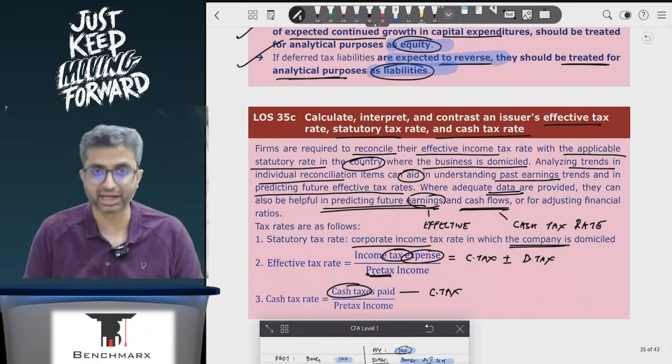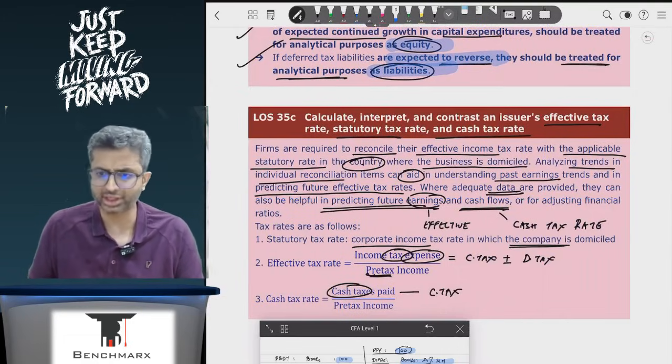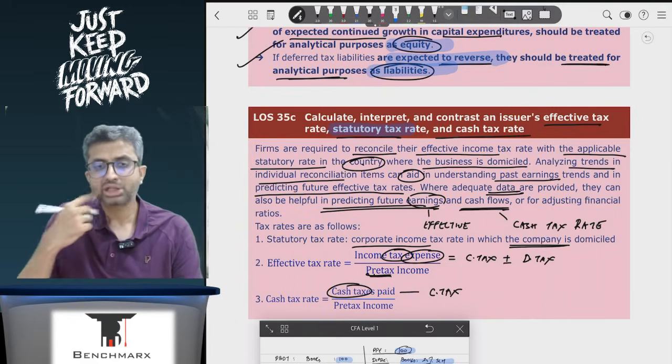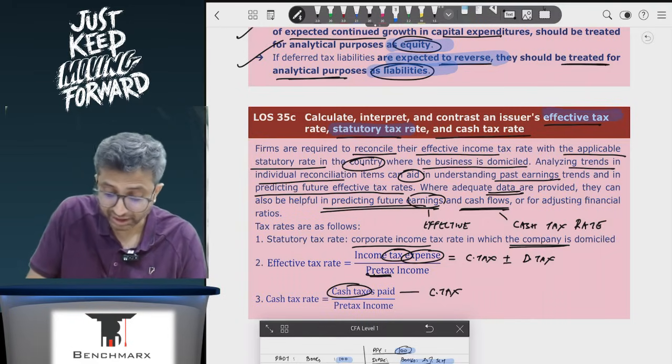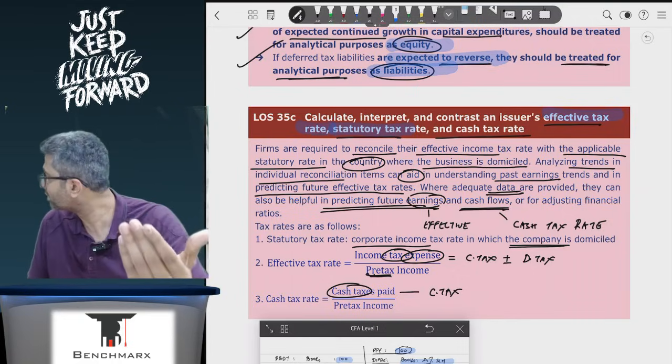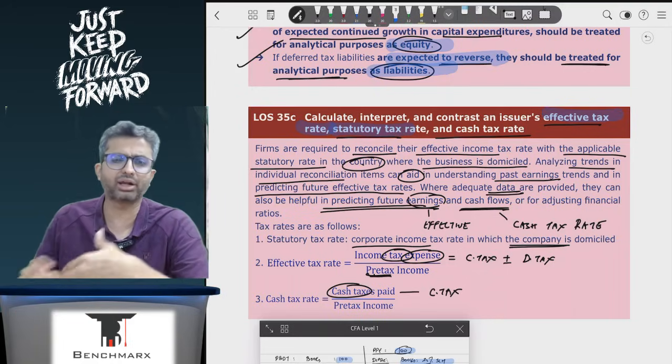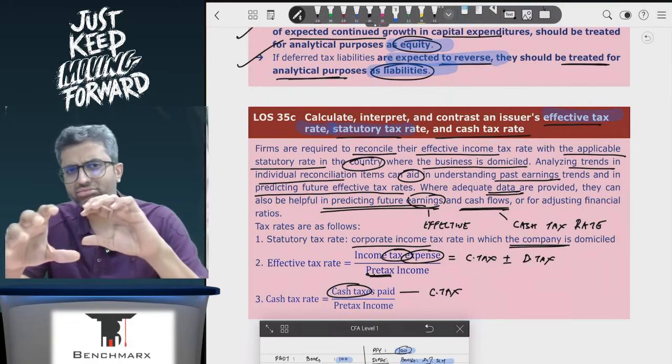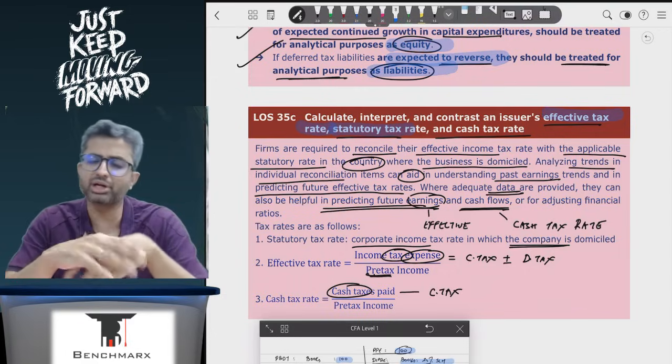So there are three tax rates. One is something called the statutory tax rate. That is the tax rate prevailing in the country. Then there is the effective tax rate. What is the effective tax rate? It is the tax rate that you are going to effectively pay, considering, let us say, your current tax as well as temporary differences, so deferred tax.